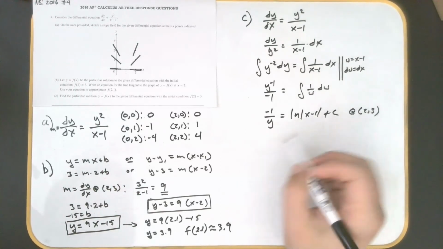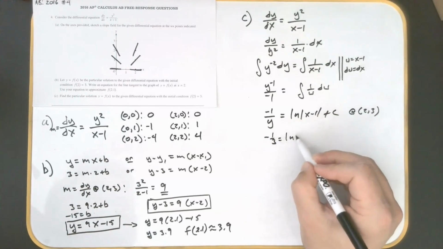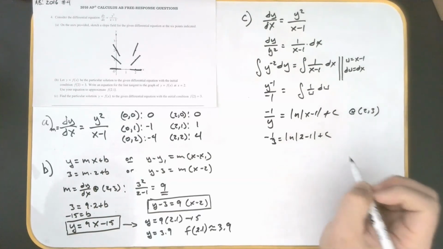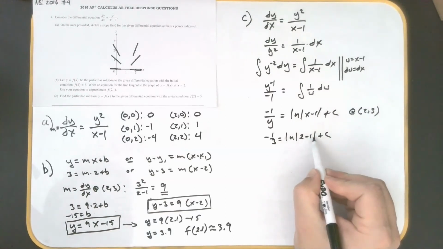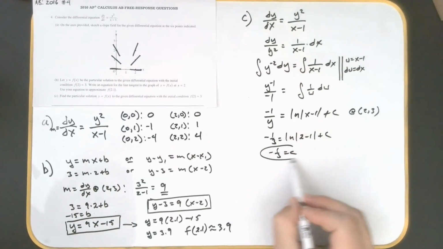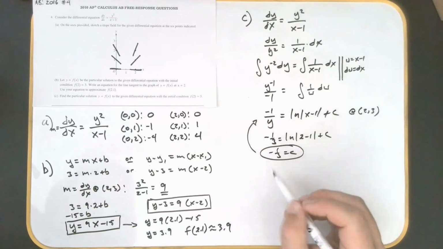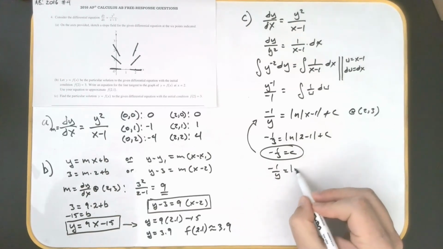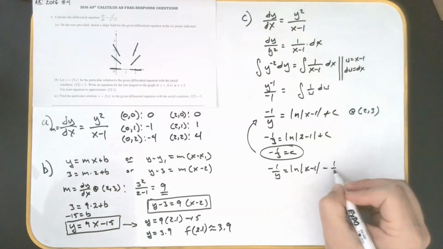So it looks like I have negative 1/3 is equal to the natural log of 2 minus 1 plus c. Well, 2 minus 1 is 1, and the natural log of 1 is 0. So it looks like negative 1/3 is equal to my c value. All right, so I need to go back and put that in right here. So I'm going to redo this step. Negative 1 over y is equal to the natural log of x minus 1, minus 1/3.